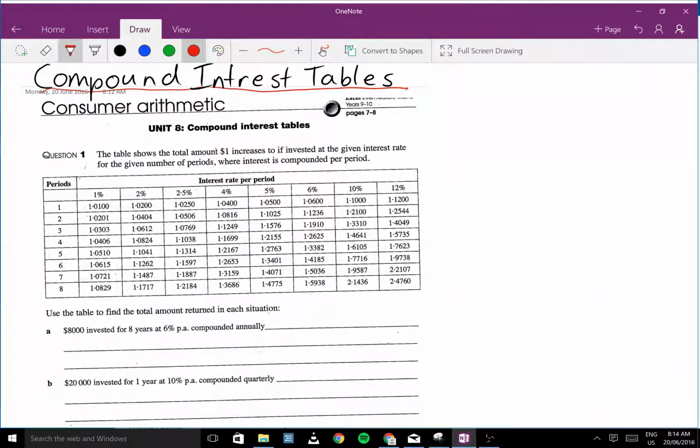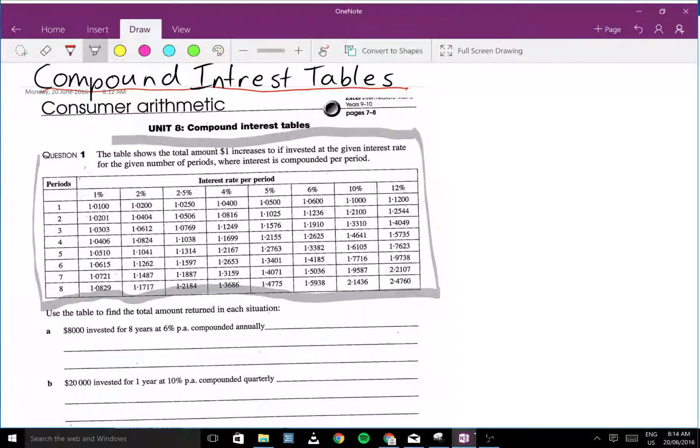Okay, so this is just to give you a little bit of an intuition of what a compound interest table is and how to use it. Here in the middle, in the grey box, you've got a compound interest table.